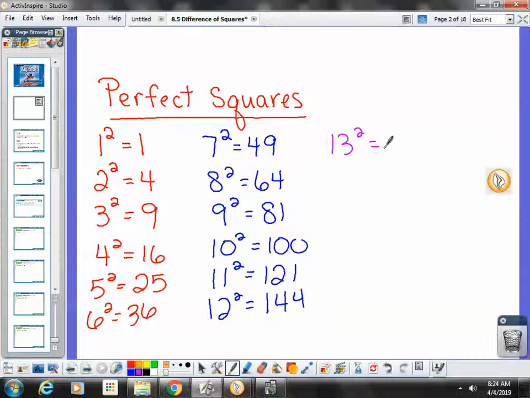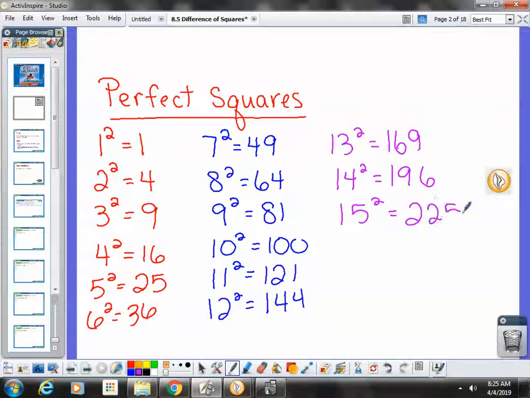Anybody know 13 squared? You can use your calculator if you need to. 13 squared. 169, that's right. How about 14 squared? 196 is correct. 15 squared? 225. That's probably far enough with our numbers. We could go further. We could go 16 squared, 17 squared, 18 squared. What's 20 squared? 400. You could add that one in if you wanted to.